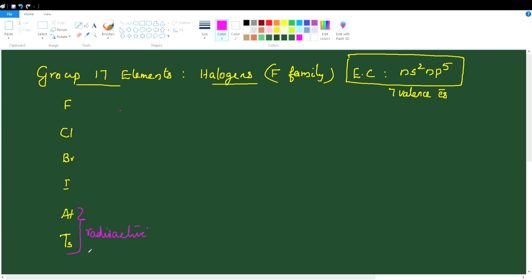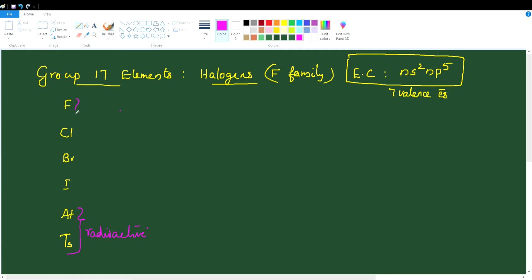Tennessine is a synthetic radioactive element with a very short half-life, milliseconds only, hence its properties are not established. Astatine is also radioactive. We know very little about astatine also. All the group 17 elements are non-metals, but astatine possesses some metallic character also.